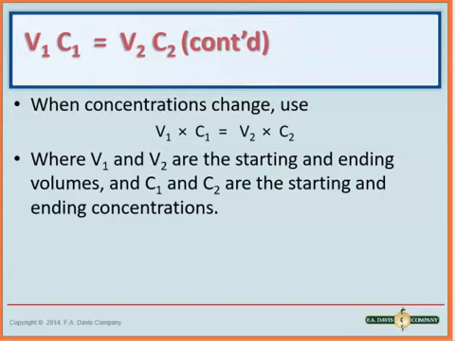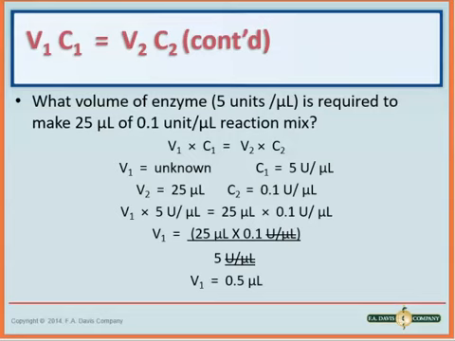The V1 represents the start volume and the V2 represents the ending volume. The C1 represents the starting concentration. The C2 represents the ending concentration. Let's look at an example where you would use this formula of changing from one volume and concentration to another volume and concentration. So let's read the word problem together.